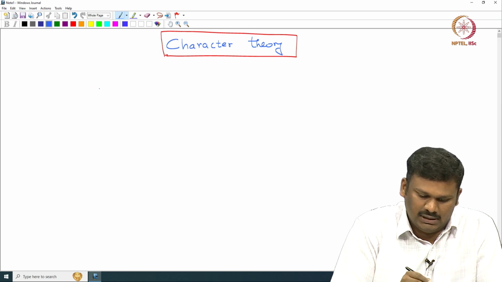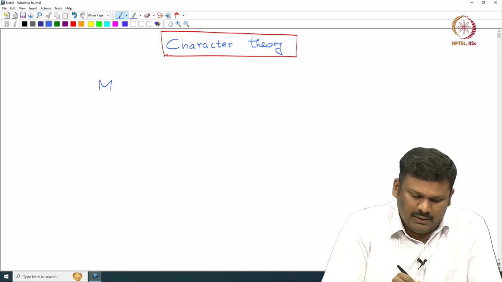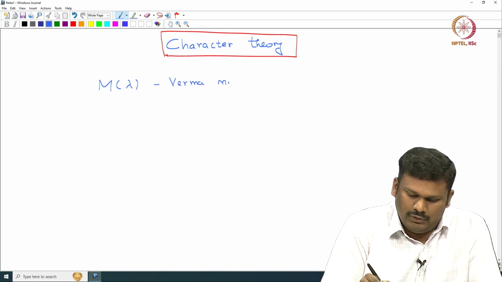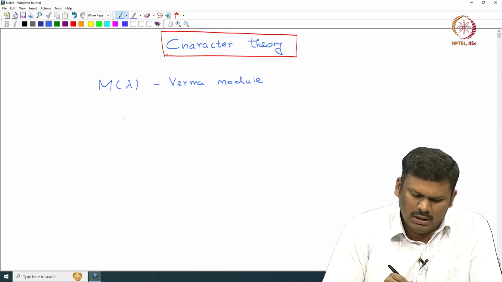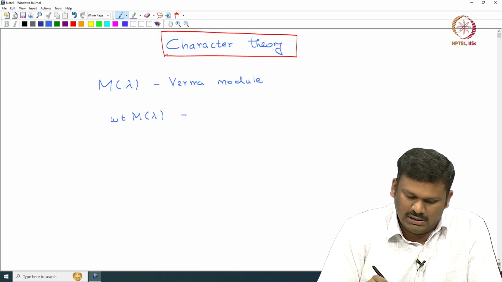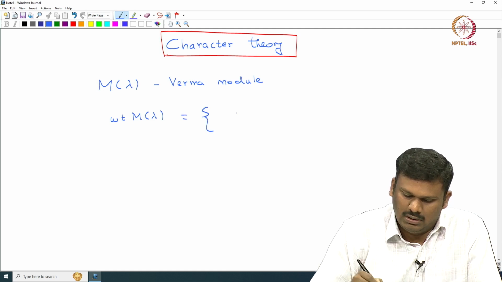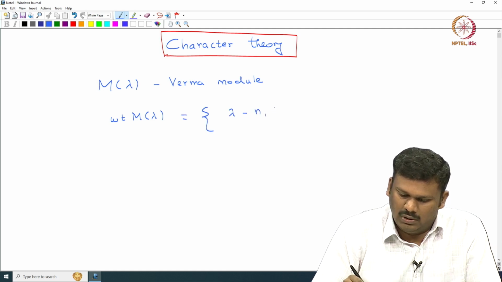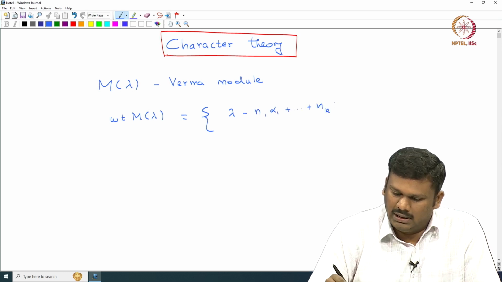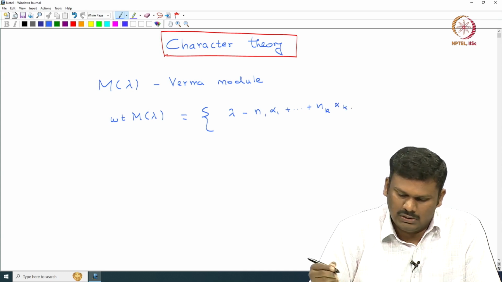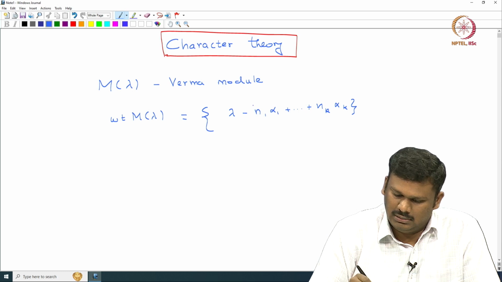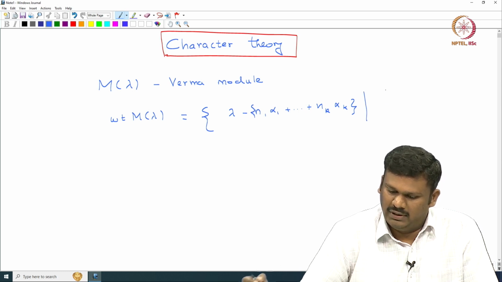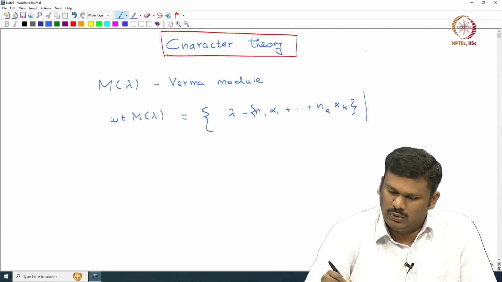So, if we start with for example Verma modules, so if M of lambda is a Verma module, then the weights of the M of lambda are exactly equal to lambda minus n1 alpha 1 plus etcetera plus nk alpha k. So, let us write this alpha 1 etcetera alpha k to be the positive roots.